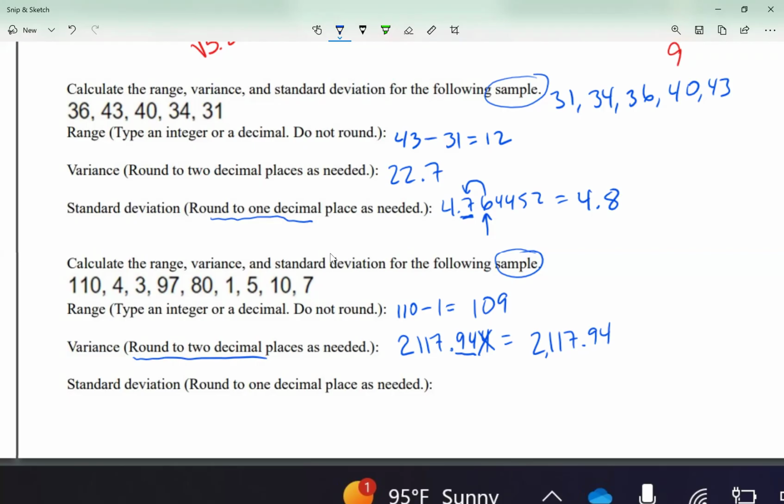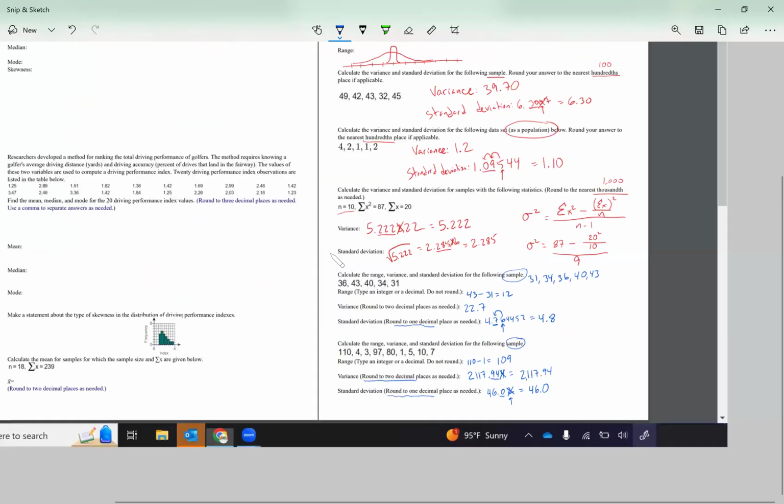So my variance is 2,117.94. My standard deviation, according to my calculator, is 46.02 and some more numbers. I have to round it to 1 decimal place. The second decimal place is too small, so I'm going to ignore this. So I'm just going to call this 46.0. If you type in 46.0 or 46, they have the same numerical value, so it is fine. Okay, that's how we do variance.